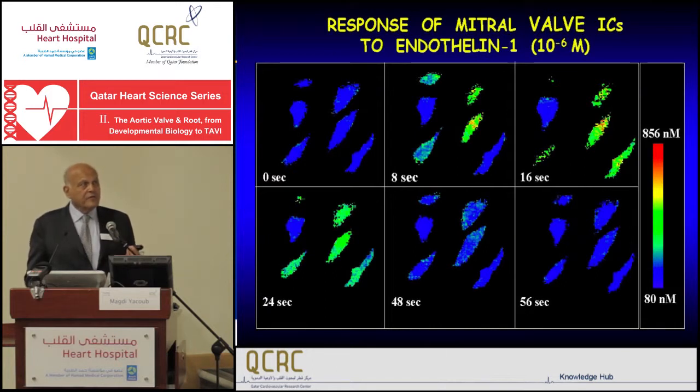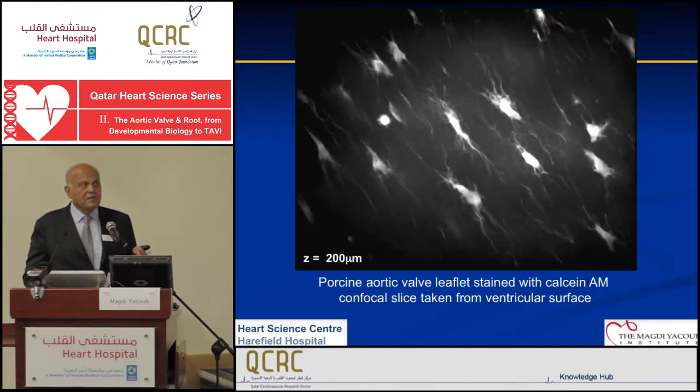And if you have valve interstitial cells and you look at them, stimulate them with something like endothelin-1, you can see that they start to show calcium fluxes. We know that the frequency of this release of calcium translates into several things: contraction, and gene expression. So these cells are very, very active indeed.